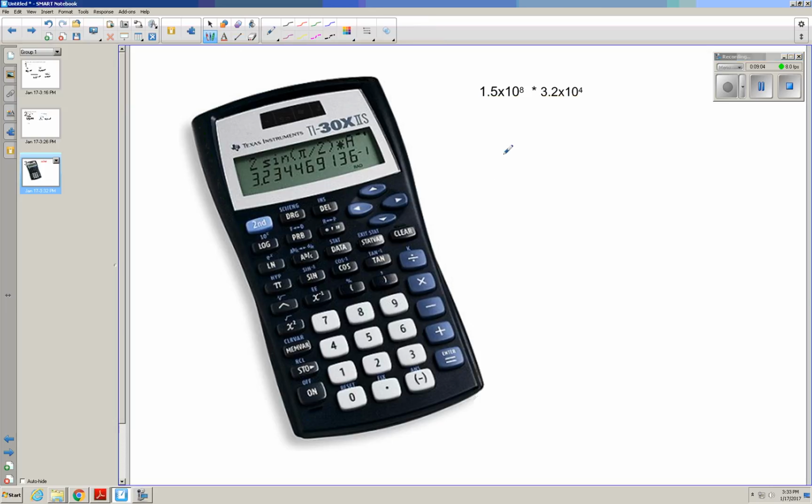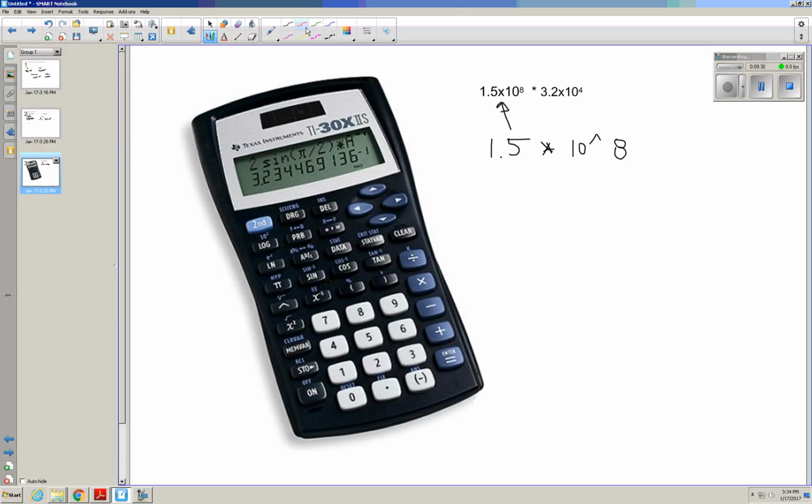You're going to type in, and I'm going to give you the order of operations, exactly what I'm going to type in. You're going to type in 1.5, and then you're going to hit the times button, and then you're going to hit 10, and then you're going to hit the caret button, and then you're going to type in 8. And there's absolutely nothing wrong with that because everything you see here represents 1.5 times 10 to the 8. Well, I want to show you something different. And I need you to look on the calculator right here.